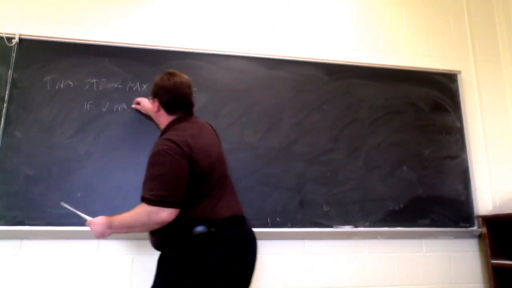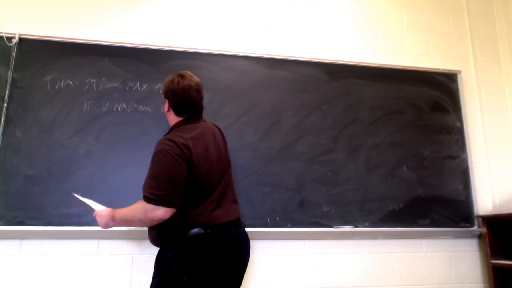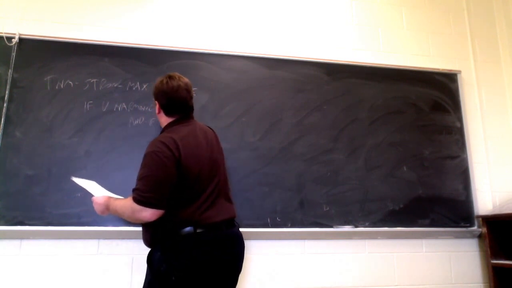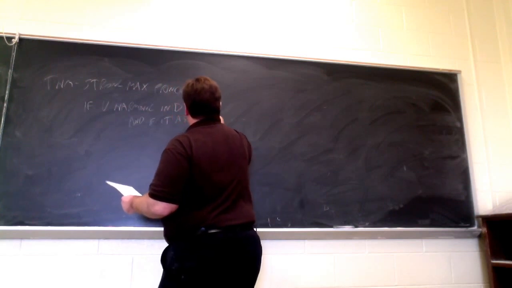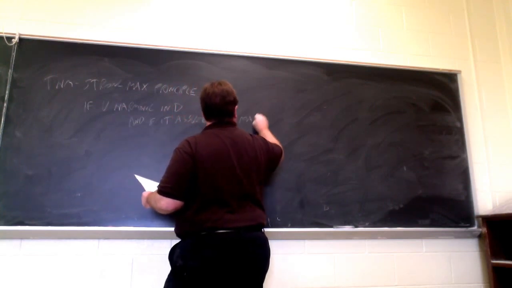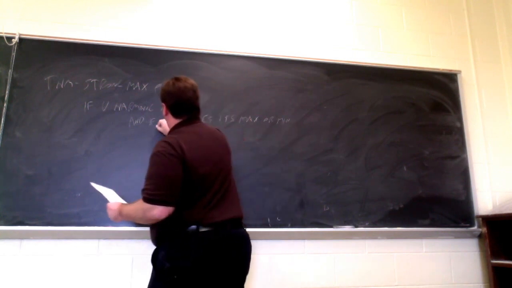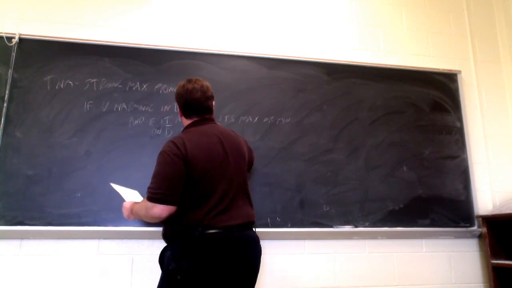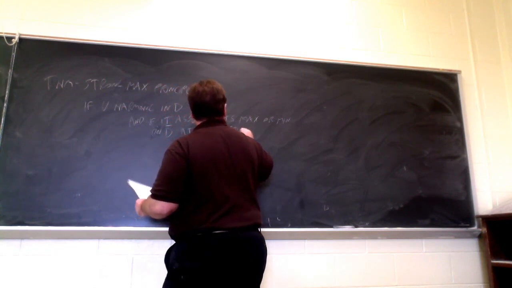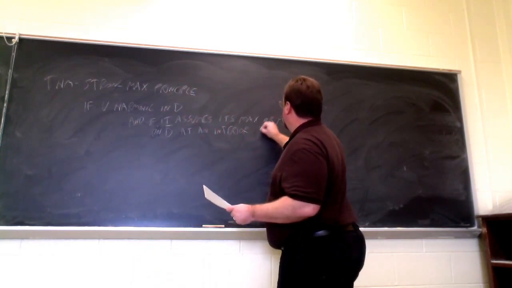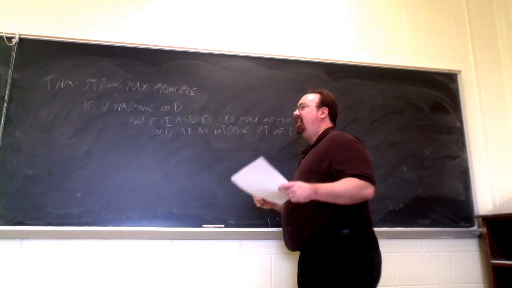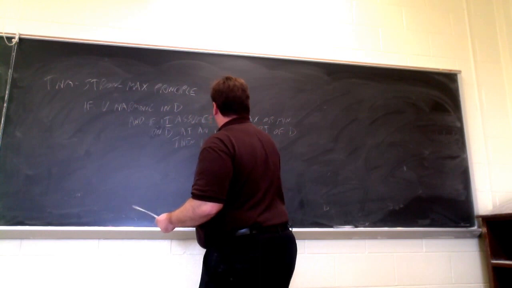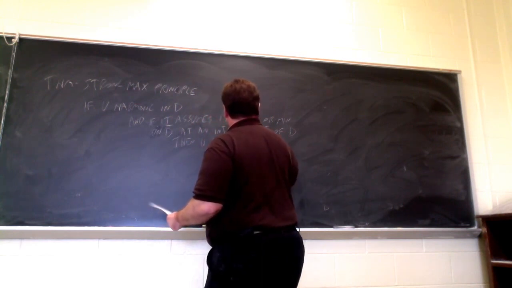All right, so if u is harmonic in the domain D, and if it assumes its max or min on the closure of D at an interior point, then u is constant. In other words, we already know its max and min must occur on the boundary, but if there's a tie, assuming its max or min at an interior point of D, then u is constant. That's the only way that can happen.